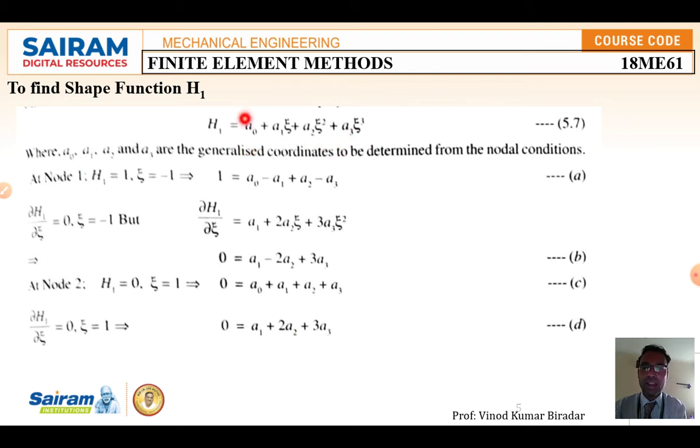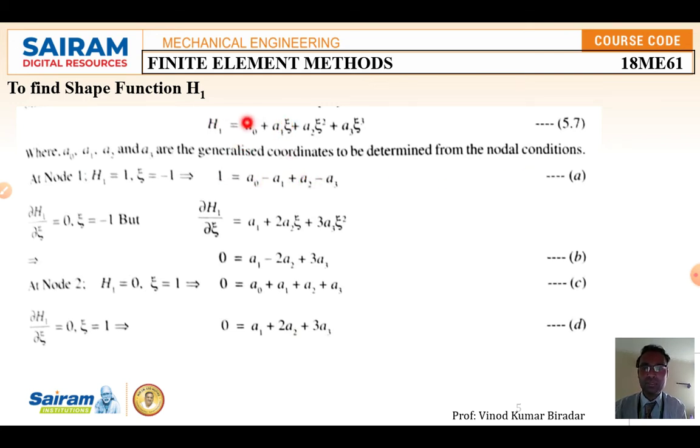As I already told in module 1, a0, a1, a2, a3 are the generalized coordinates that you need to calculate by applying the boundary conditions. So at node number 1, the boundary conditions are h1 is equal to 1 and zeta is equal to -1. Substitute these in the equation, you get h1 is equal to 1, that is a0 minus a1 plus a2 minus a3. Call this equation number A.